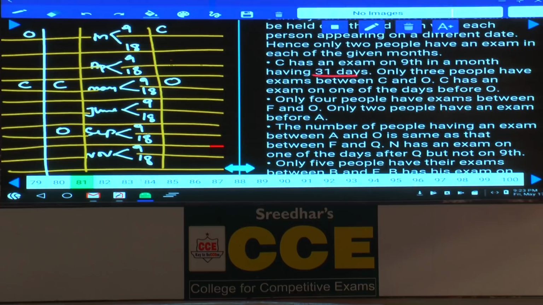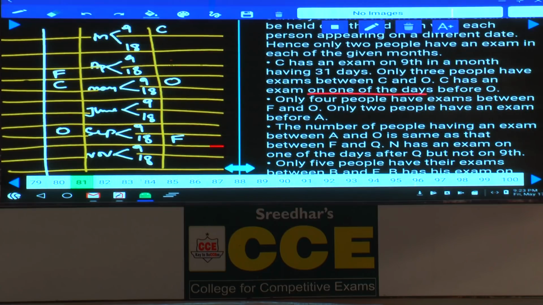Then C has an exam on one of the days before O. C has an exam one of the days before O, the second case is not possible, isn't it? Next one, only 4 people have exams between F and O. Between F and O there must be exactly 4, 1, 2, 3, 4. 4 people in between F and O, hence F is here. There are 4 people between F and O.